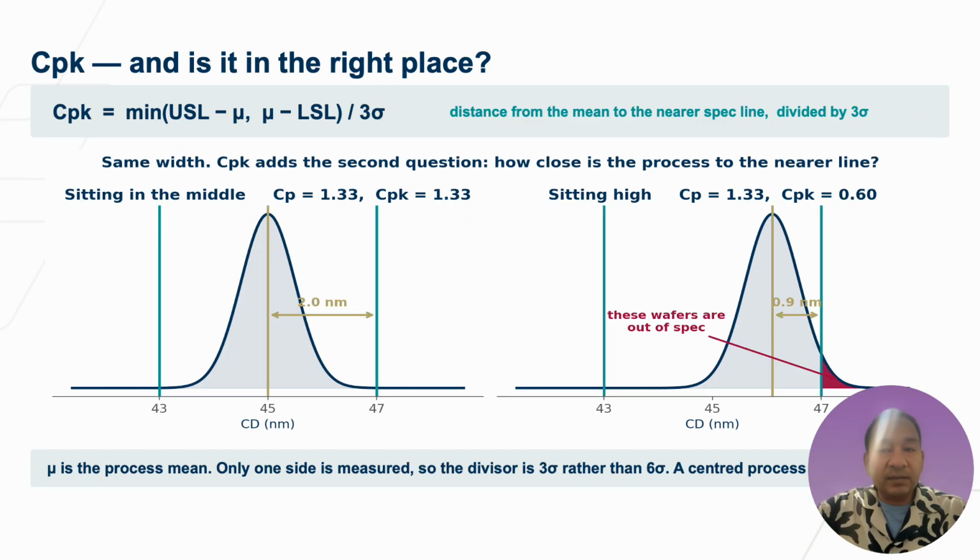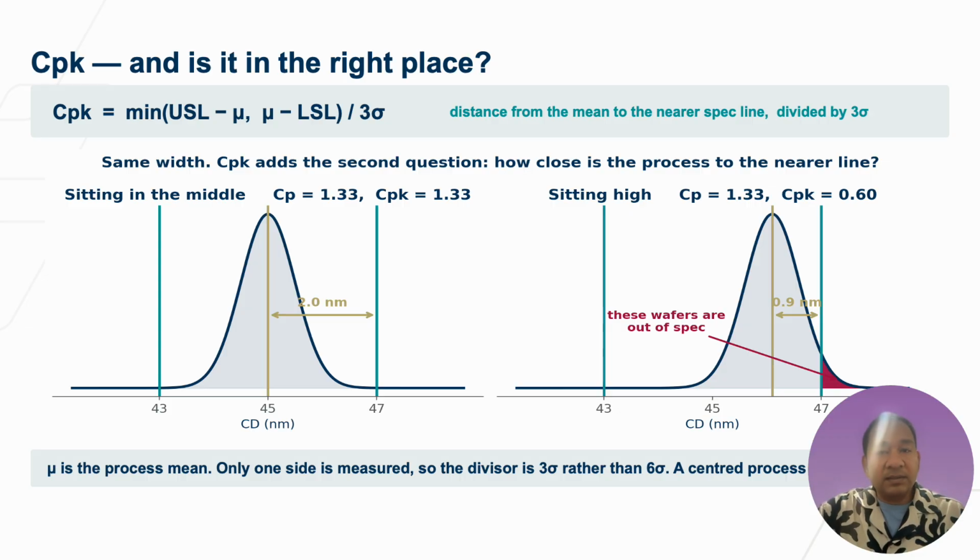2 processes, identical width, sigma of half a nanometer on both panels, so CP is 1.33 for both. On the left, the process sits at 45, dead center. The distance from the mean to the nearer spec line is 2 nanometers, which is 4 sigma, divided by 3 sigma, and CPK comes out at 1.33, the same as CP, which always happens when the process is centered. On the right, the process has drifted up to 46.1. The width has not changed at all, but the distance to the upper spec line is now only 0.9 nanometers and CPK falls to 0.6.